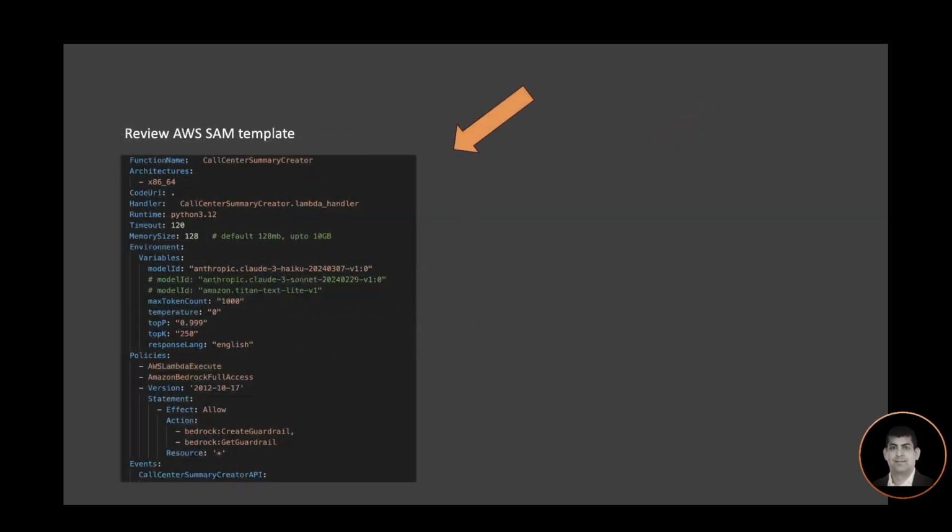Let's look at our AWS SAM template. So in this template, as you can see, I have some environment variables defined. I also have my runtime as Python. I have some policy for the execution and some permissions here. And also I'm defining an API event in this SAM.